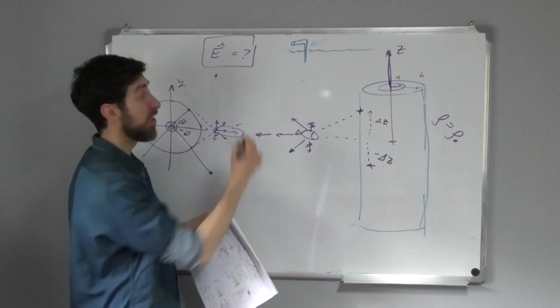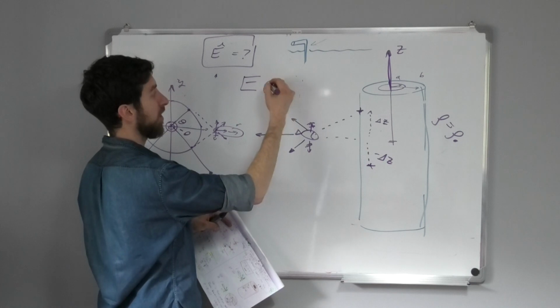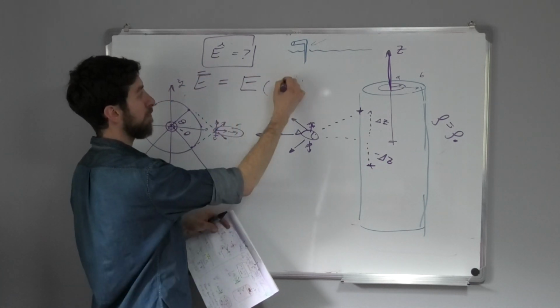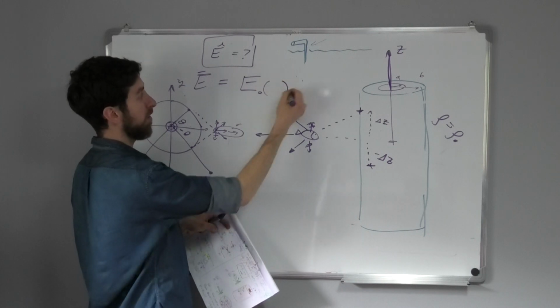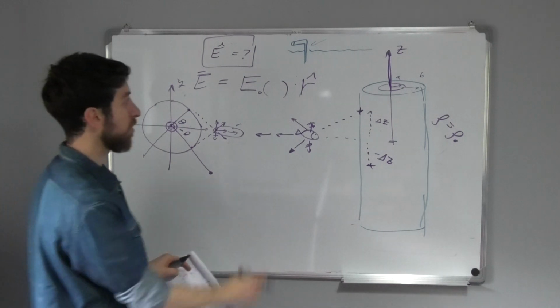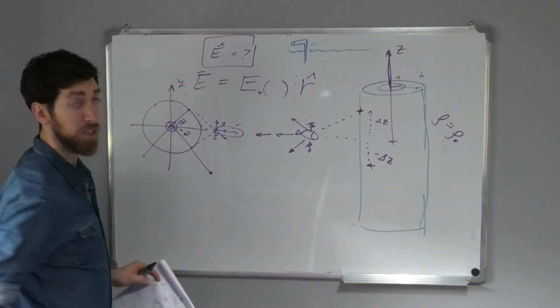So I know that the electric field is actually equal to some magnitude, right? Multiplied by the radial direction. For sure it's going to be in the radial direction thanks to the symmetry.